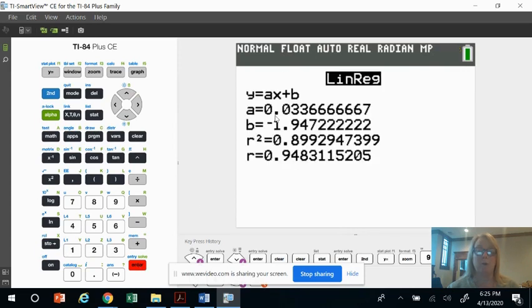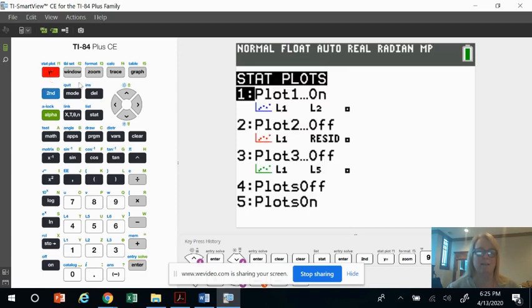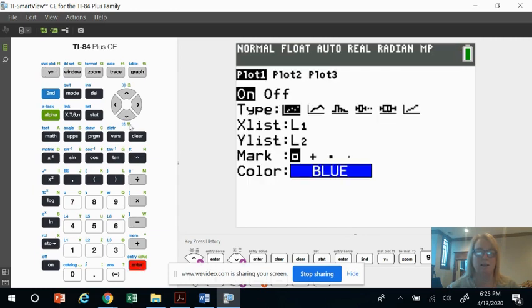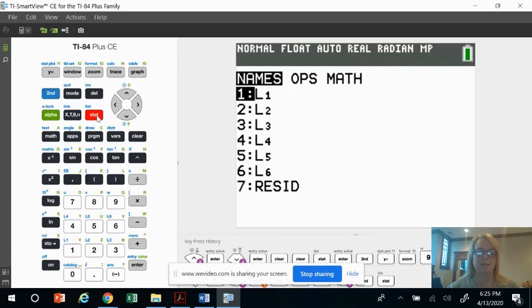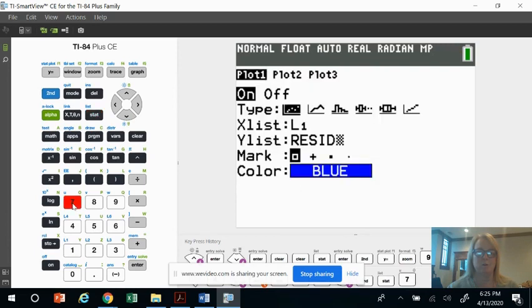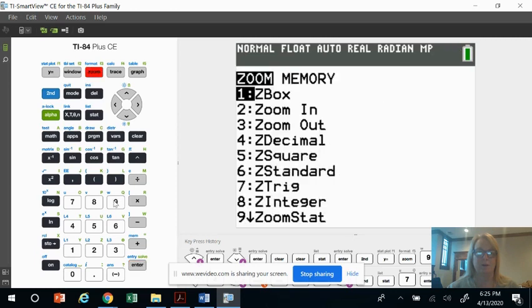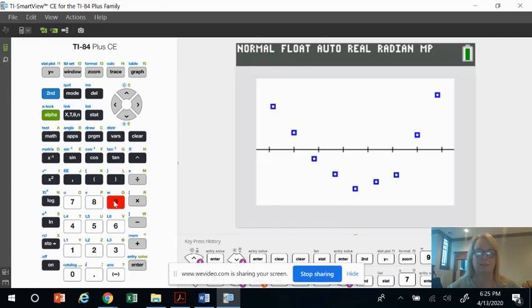Now, the reason I ran the regression was because in order to get the residuals, to look at the residual plot, I need to have run the model. So now I'm going to go back to the stat plot and change my Y list to be the residuals. And remember, that was second list and then choice 7. And again, to set the window, I'm going to zoom 9.